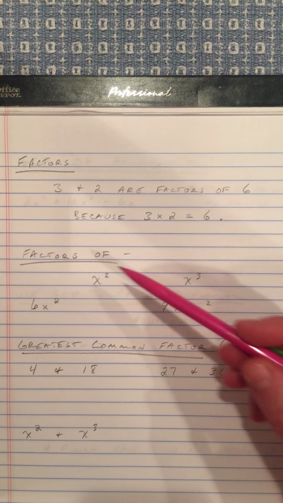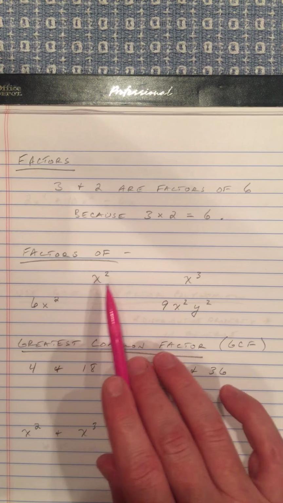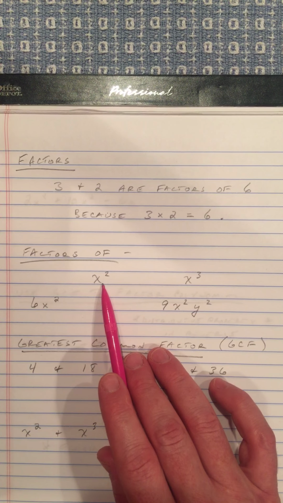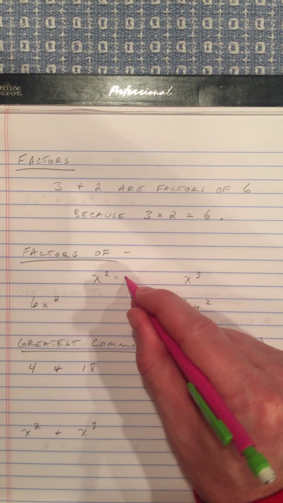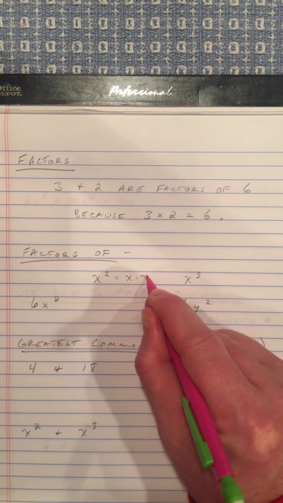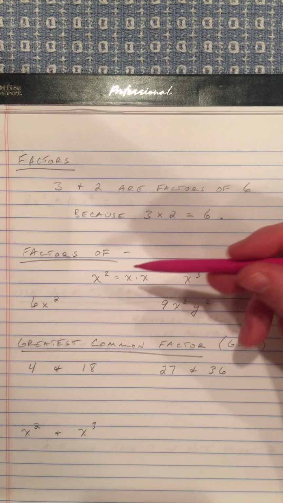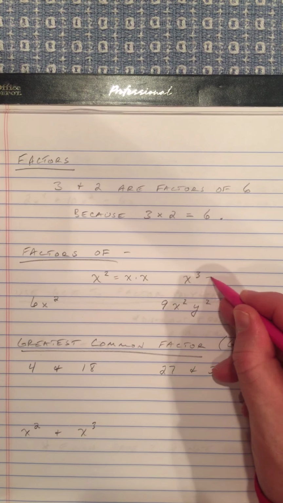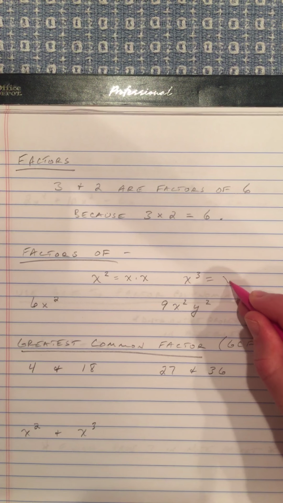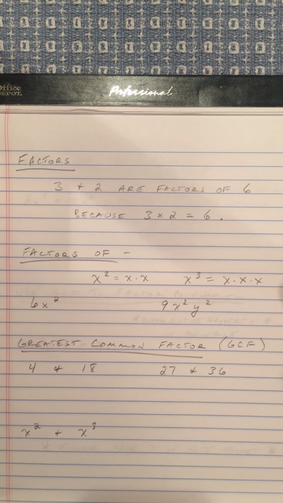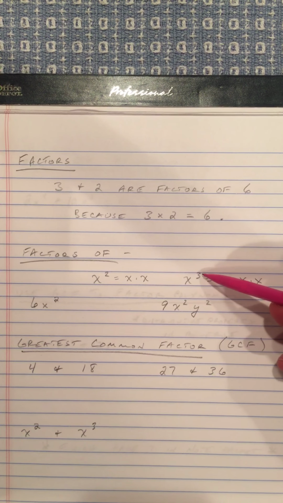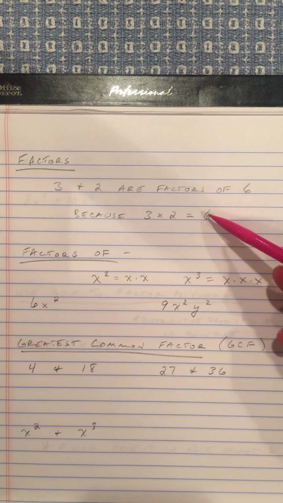So here are some examples. Finding factors of, like, what are the factors of x squared? So x squared we can break apart into x times x. So we just understand what creates x squared, or what creates x cubed, and that's x times x times x. The same thing goes with these variables that are raised to an exponent as just common numbers.